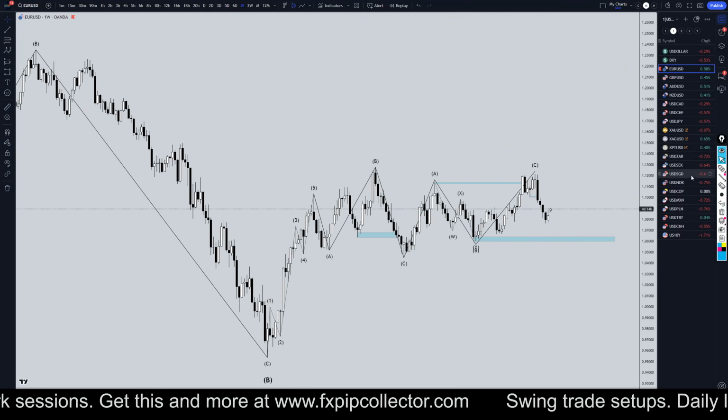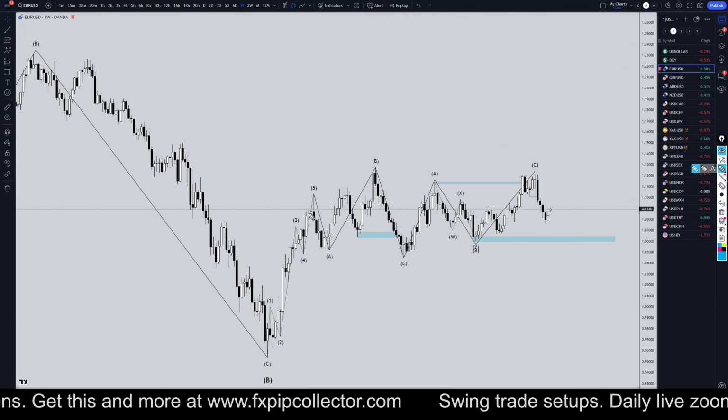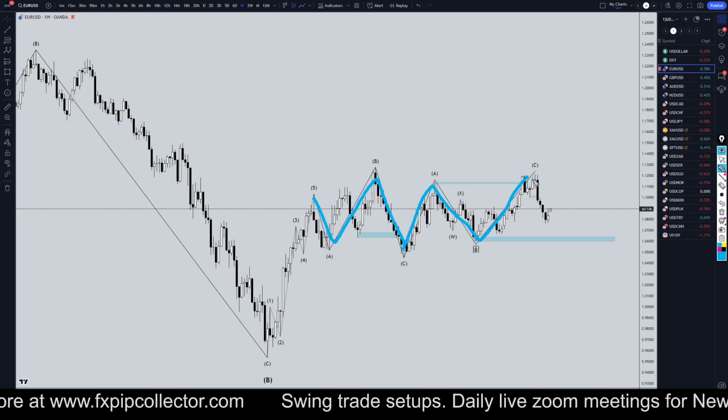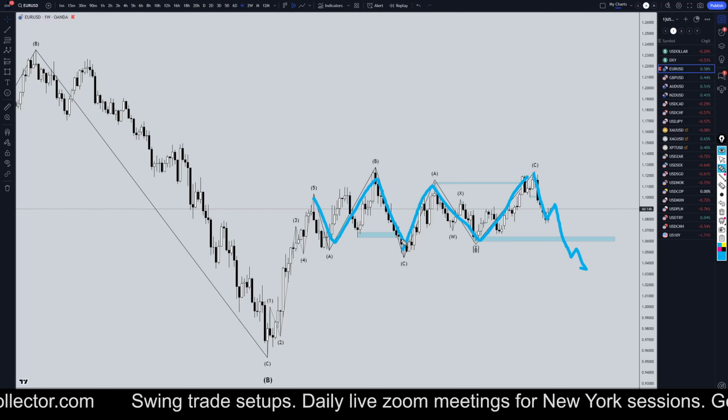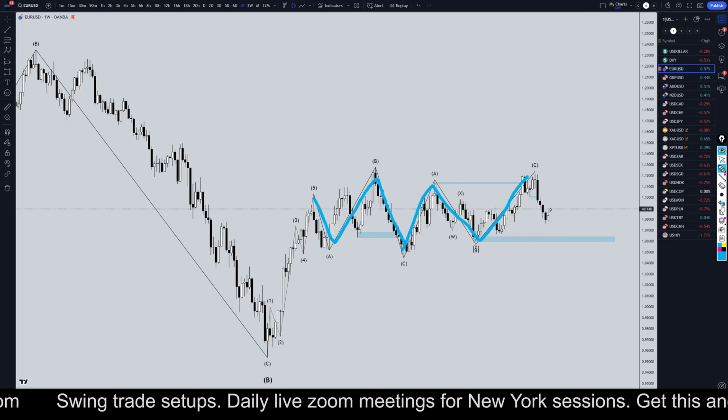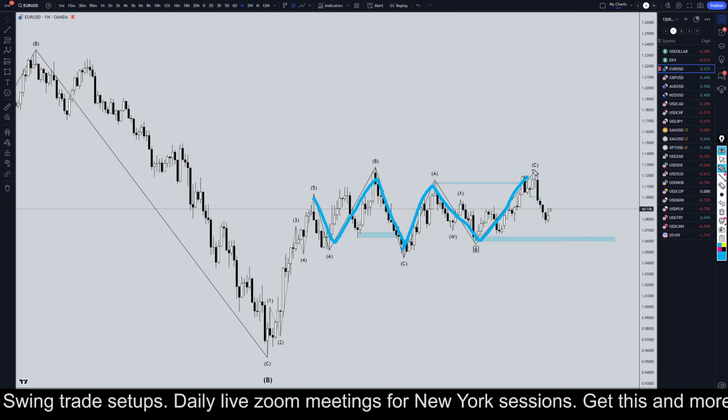On the weekly time frame, it definitely looks like it's making a double three pattern. 1, 2, 3 waves down, 1, 2, 3 waves up. You would expect that to lead to 1, 2, 3, 4, 5 waves down for a traditional, regular flat. Or if it's a WXY, which is a triple three, then possibly it would end up doing something like this. So keep all that in mind.